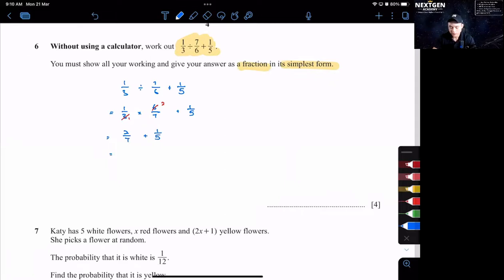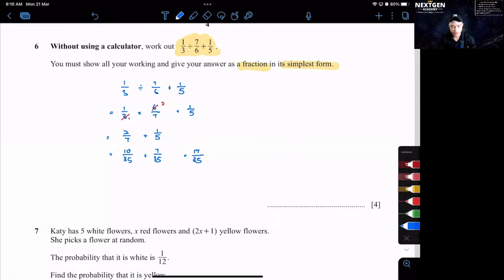I want to add it up, but the denominators are different, so I have to make them the same. How to make the common denominator? Multiply this one by 5 and the second one by 7. So 2 times 5 is 10. This one, 7 times 5, 35. So the total will be 17/35.